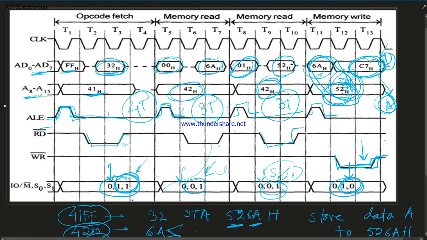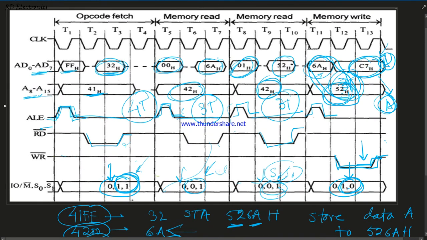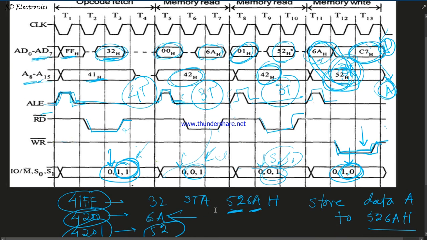So that's why, first of all, opcode fetch takes 4 T states, memory read 3 T states, again memory read 3 T states. First, this memory read is for the lower byte address of the target address where you store the accumulated data, and the second memory read is necessary for the higher address of the stored location where you store the accumulated data, and the third one is the memory write operation. In this machine cycle, the data in the accumulator is stored in 526A, our target memory address of STA.